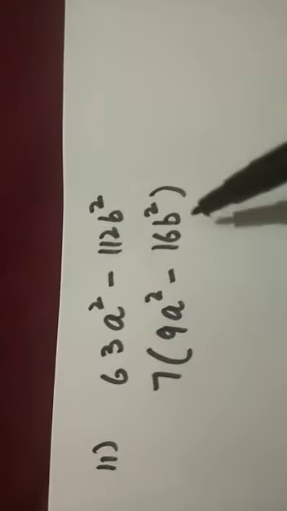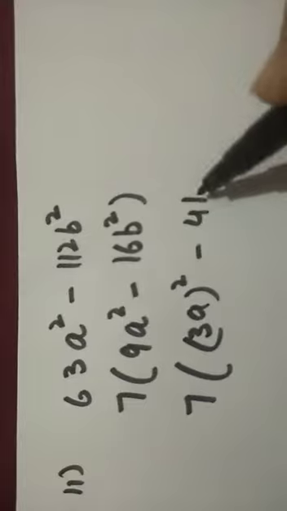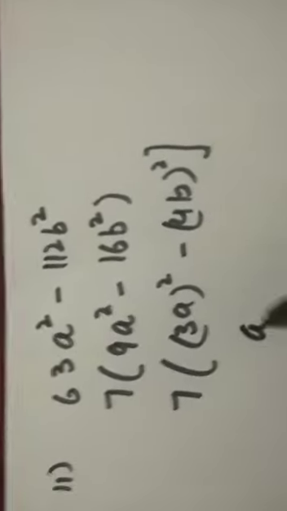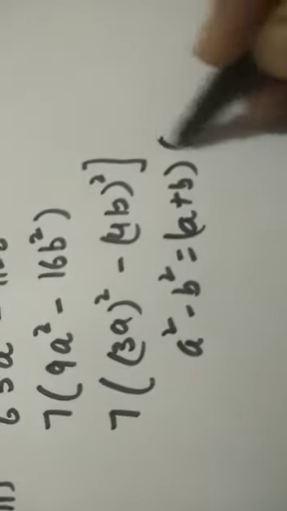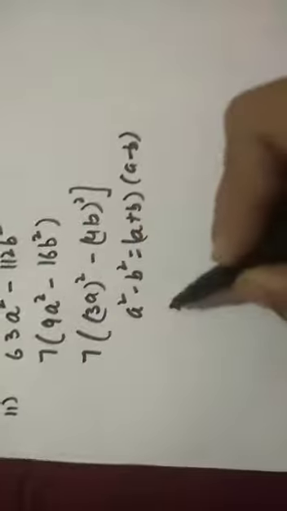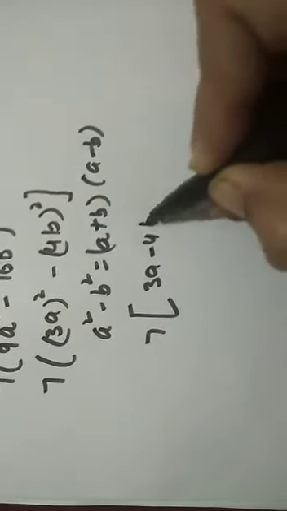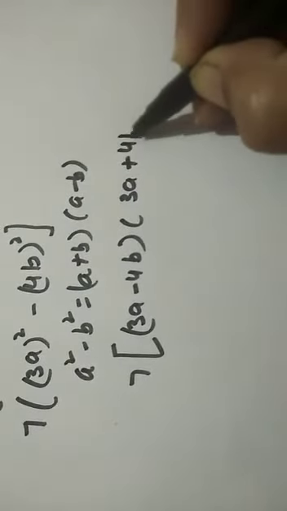Now you can factorize this. This is 3a whole square minus 4b whole square. So the identity a square minus b square is applicable. So we'll get 3a minus 4b into 3a plus 4b.